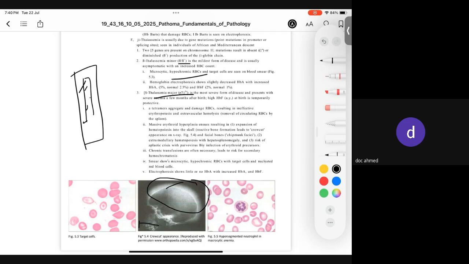So in your question variant, when on the X-ray you have this crew cut appearance and these chipmunk faces, think of any condition with increased demand for red blood cells or erythropoiesis. That's basically known as extramedullary hematopoiesis. Normally, the area where your bone marrow is present is called the medulla of the bone, right? So extramedullary, outside of the medulla, can be your skull, your primitive organs, your facial bones, your liver, your spleen, making red blood cells and undergoing erythropoiesis. Okay, that's really important.